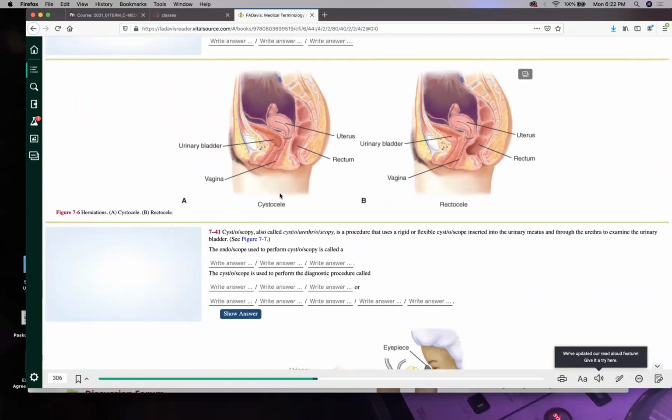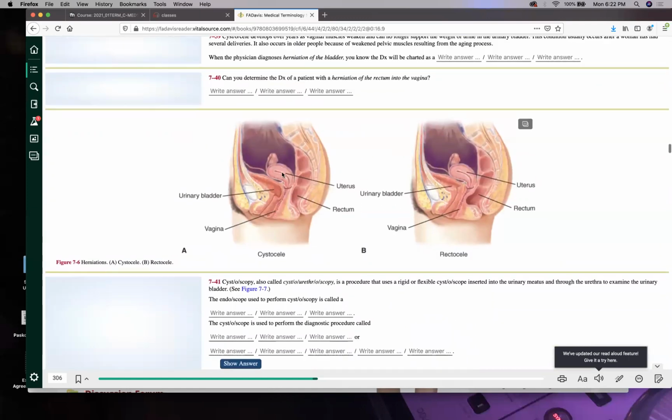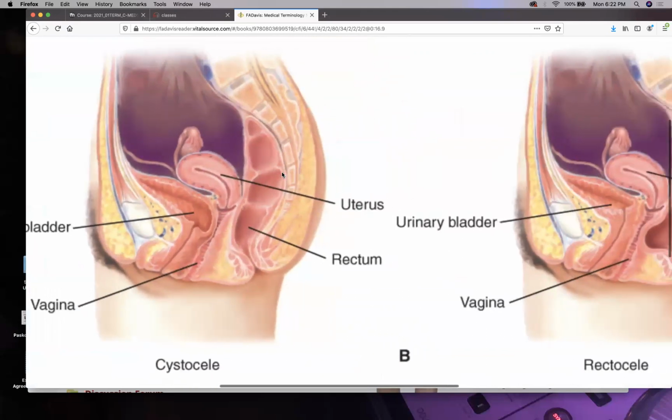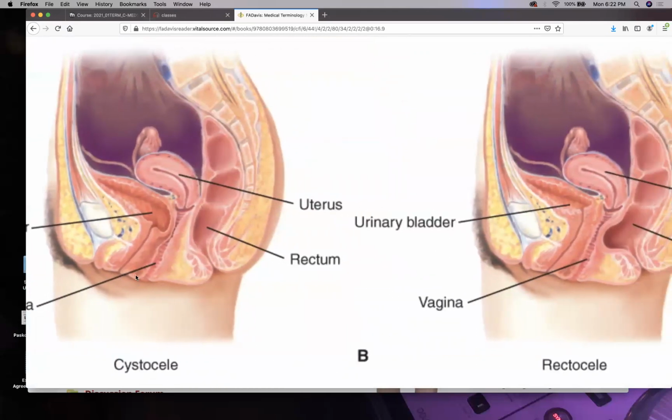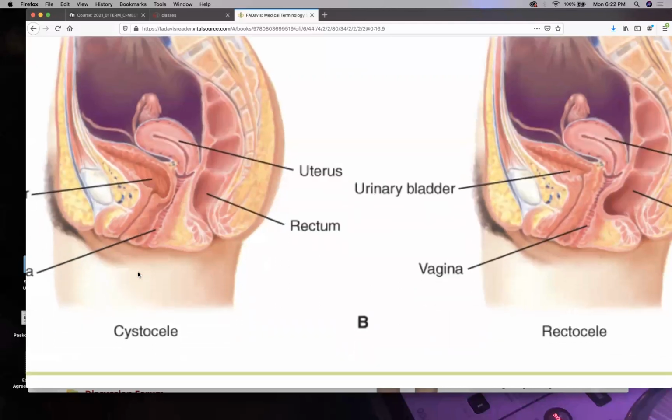Rectocele, cystocele. This is very, very common. Let me make this bigger. For mommies who love having kids, because what happens to your pelvic floor when you have a kid? It gets stretched out. It gets big, and then it gets small, big, then it gets small. Then the pelvic floor won't hold the urinary bladder very well. And then what will happen?